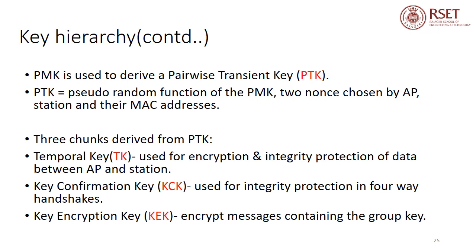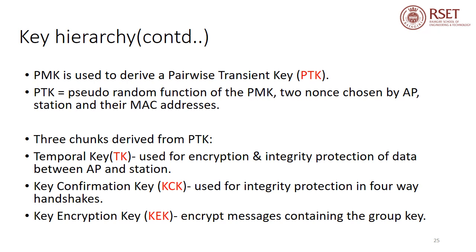We have defined the pairwise master key at the root of the key hierarchy. Now we need to define the further subkeys. First one is pairwise transient key or PTK. It will actually be a pseudo-random function of different values like the PMK, two nonce values that are chosen by the access point and the station, and their corresponding MAC addresses. All these four values will be put together and combined using a function to form the pairwise transient key.